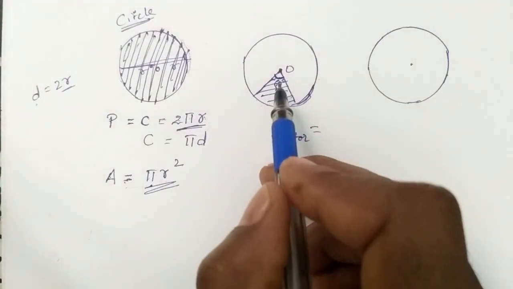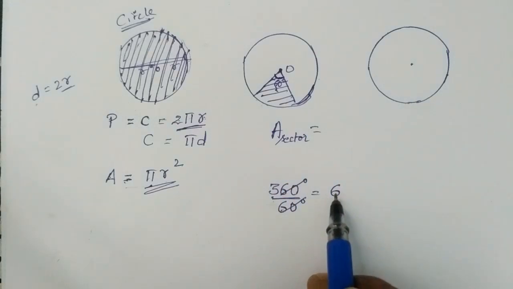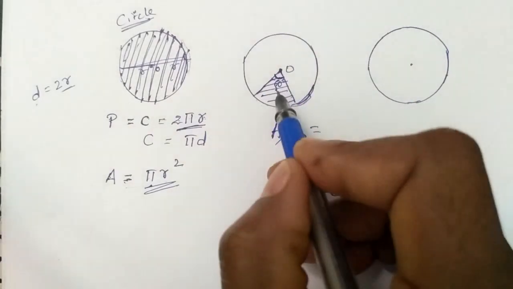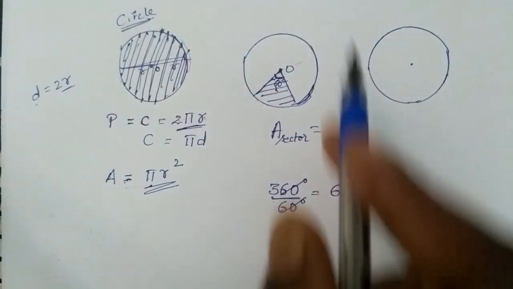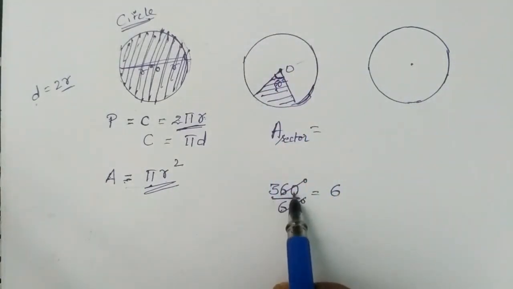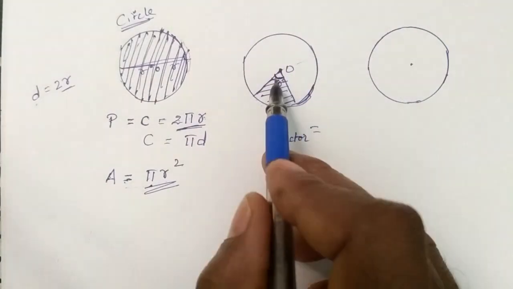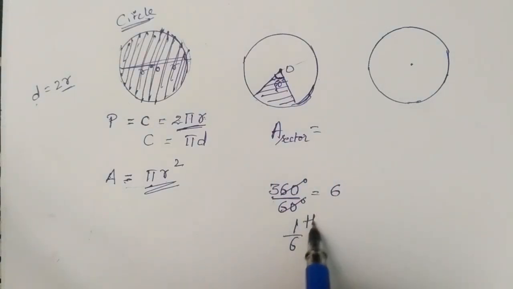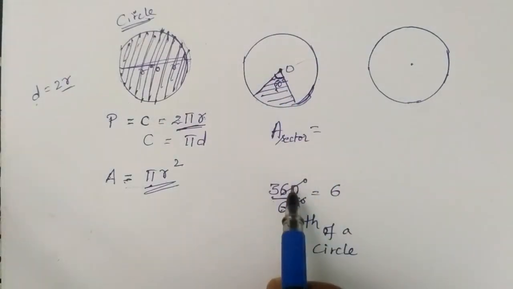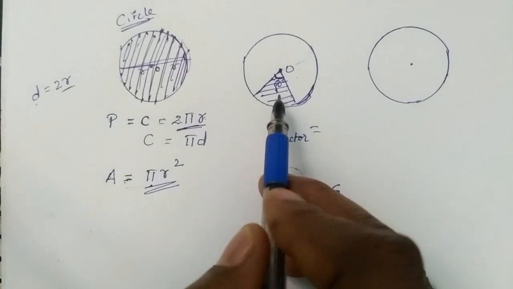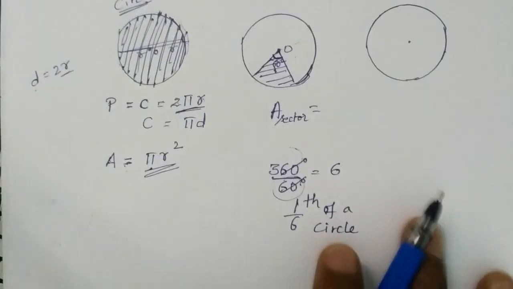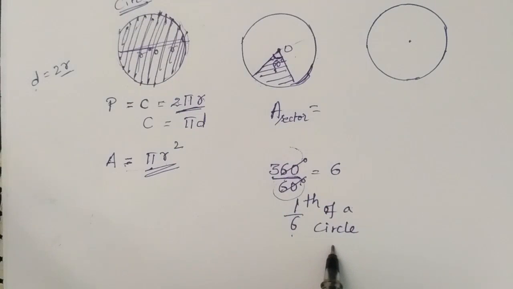So that means this sector is 1 by 6 part of a circle. If you add 5 more such sectors, you will get a whole circle. The whole circle is 360 degrees and this sector is 60 degrees. Both divided gives 6. That means you have to put this 60 degree sector 6 times to get the whole circle. So the given sector is 1 by 6 part of a circle.